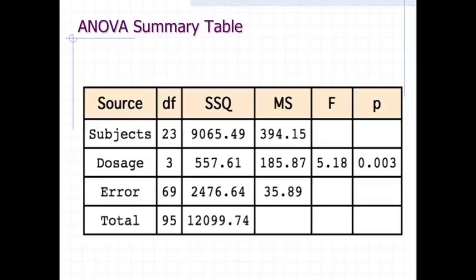Here is the ANOVA summary table when all 4 doses are included in the analysis. The effect of dosage is significant. P equals 0.003.